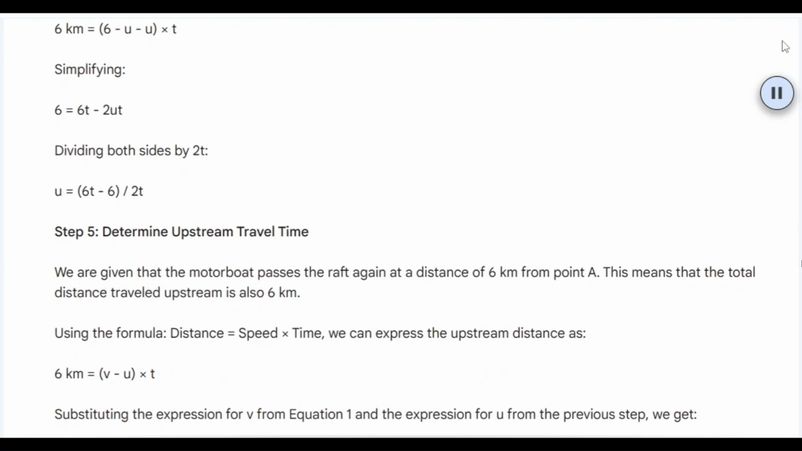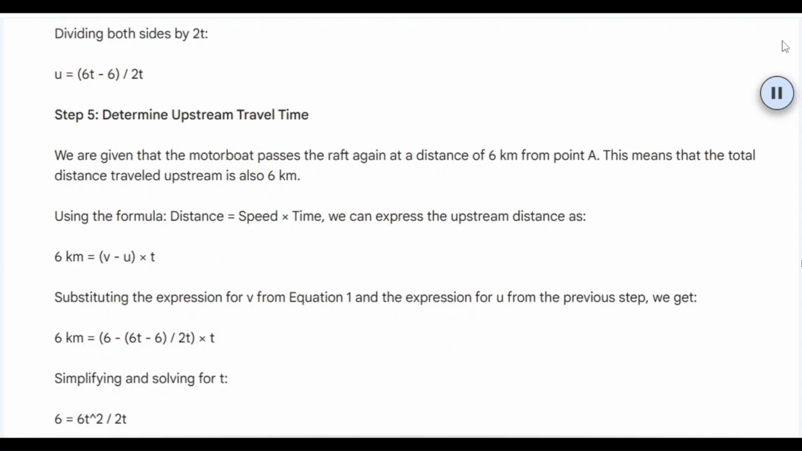Step 5. Determine upstream travel time. We are given that the motorboat passes the raft again at a distance of 6 kilometers from point A. This means that the total distance traveled upstream is also 6 kilometers. Using the formula, distance equals speed times time, we can express the upstream distance as 6 kilometers equals (V minus U) times T. Substituting the expression for V from equation 1 and the expression for U from the previous step, we get 6 kilometers equals (6 minus (6T minus 6) over 2T) times T. Simplifying and solving for T, 6 equals 6T squared.